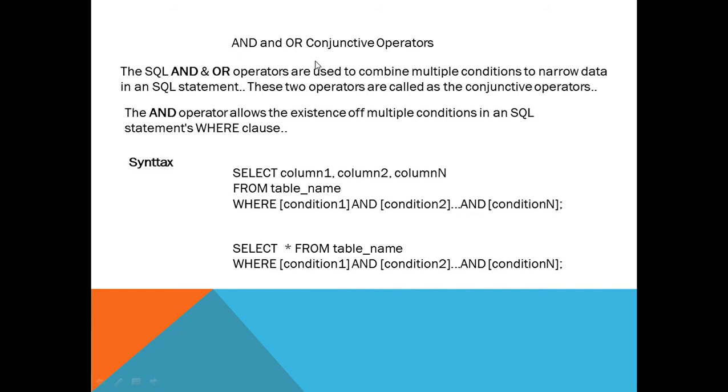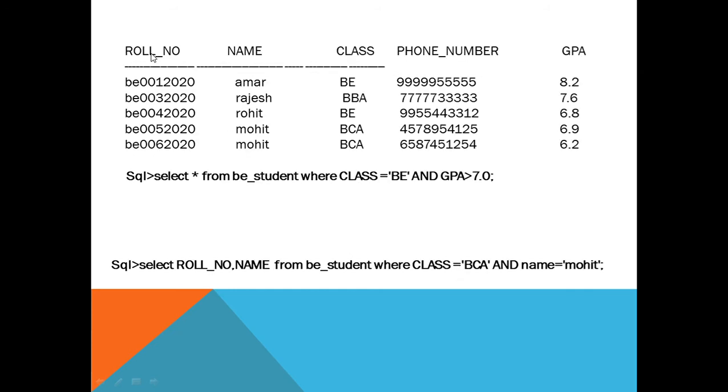Next are the AND and OR operators. We also use AND and OR operators in the select statement. The syntax for AND is select column name from table name where condition 1 and condition 2, and it may be more than two conditions. The second syntax is select asterisk from table name where condition 1 and condition 2, and it may be more than two conditions. For example, this is my B student table, with roll number, name, class, phone number, GPA.